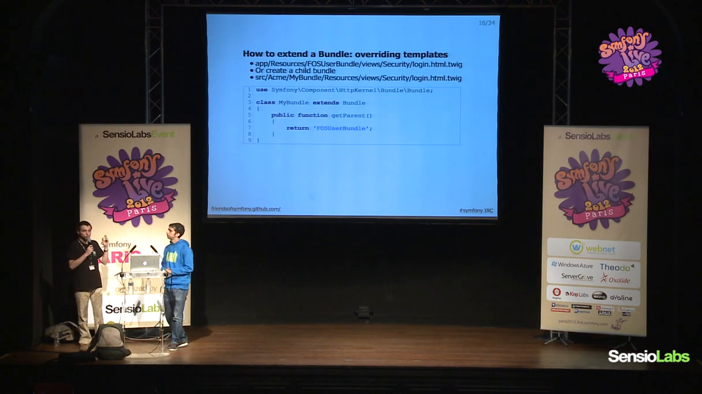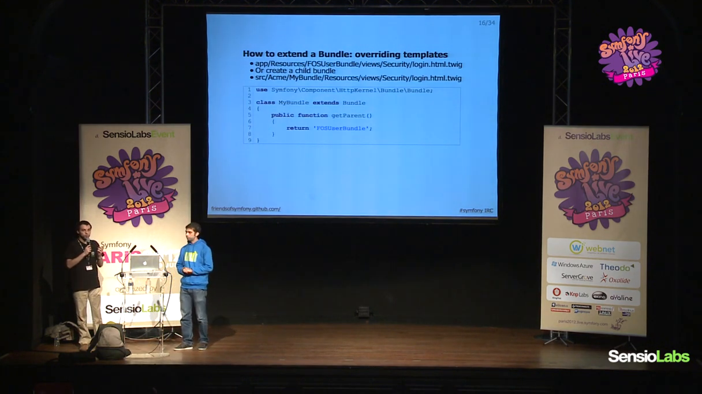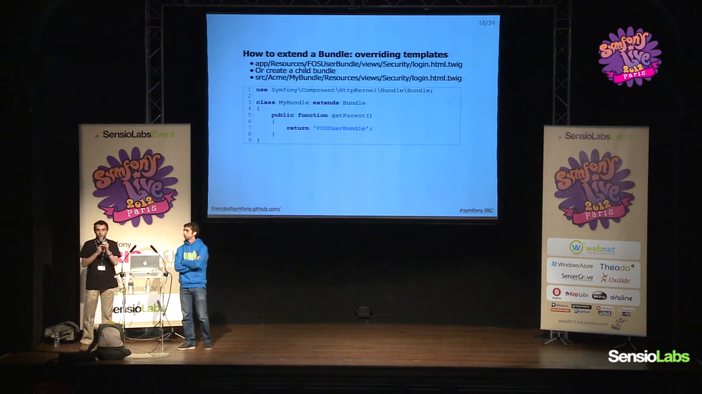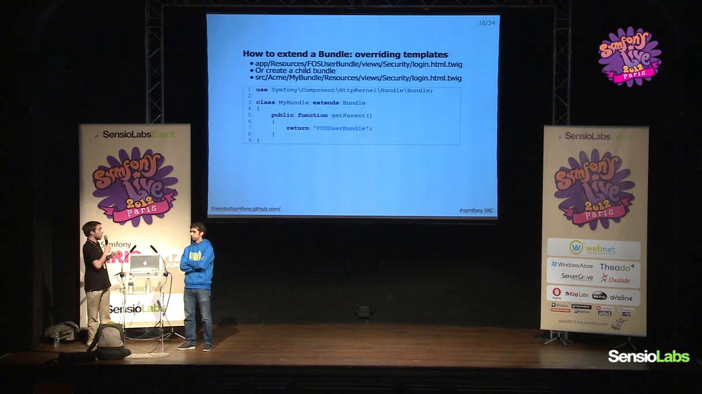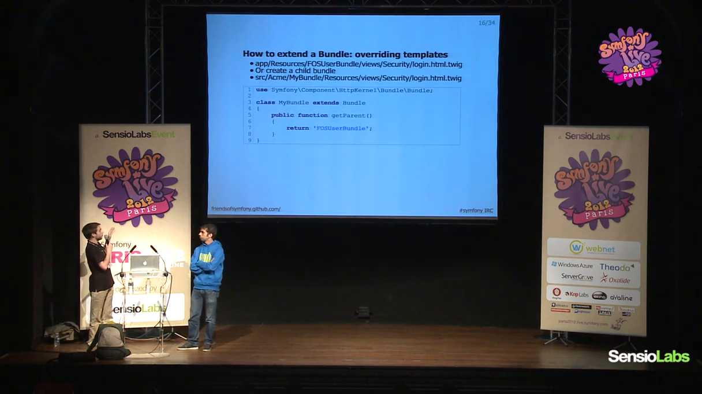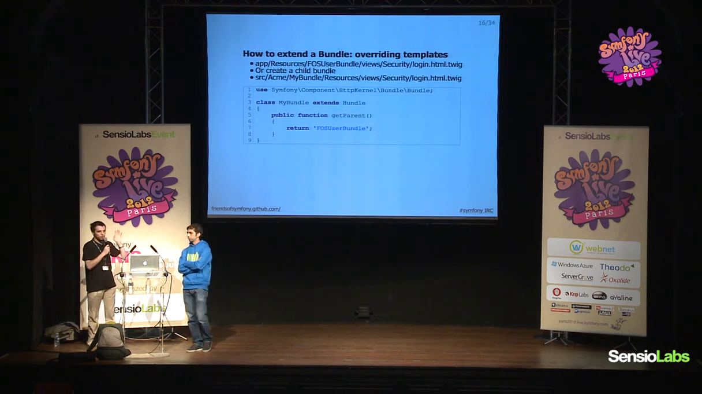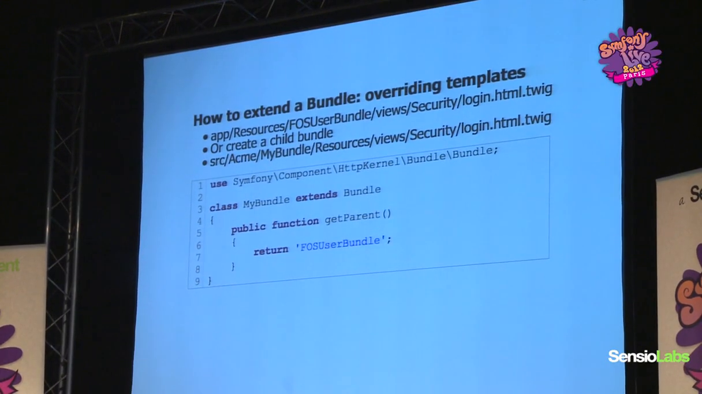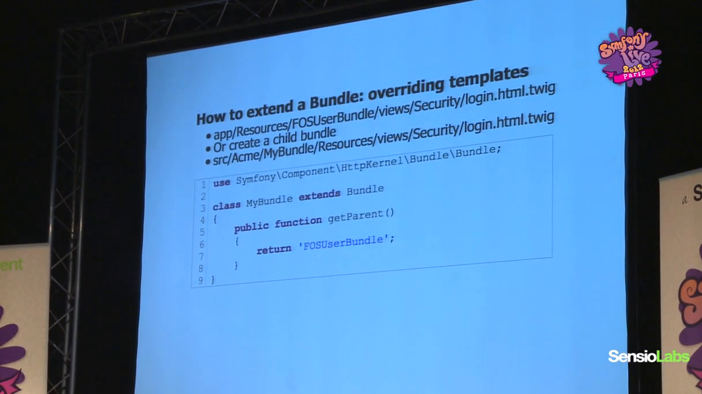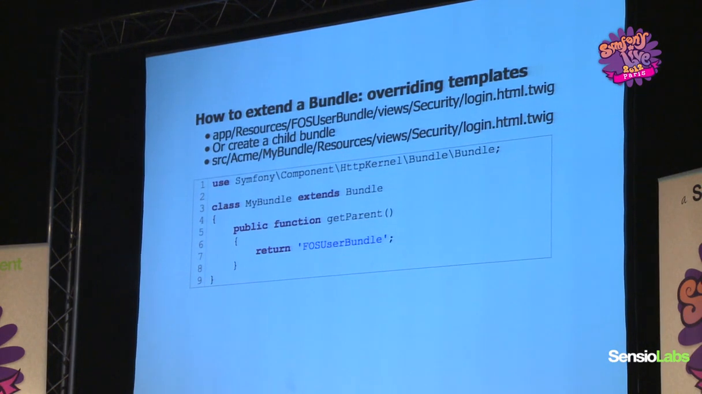And so when you use shared bundles, you will generally want to customize them. The first place which you will want to customize, and you will probably always want to customize it, is templates, because shared bundles cannot have templates fitting your own design. The first way to do it is the simplest one, which is to put the new template in the app Resources folder, following the name of the bundle. So here we will want to change the login template of FOSUserBundle. This is the easiest, because you can put all bundle overrides there.